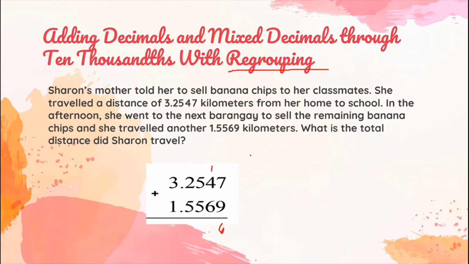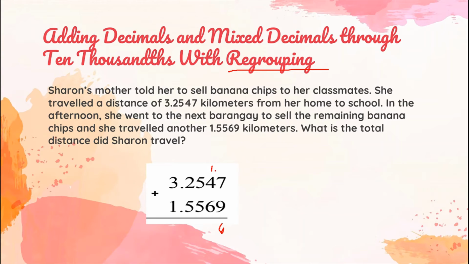Okay, so in our previous lesson, that is adding decimals and mixed decimals without regrouping, we just add all the numbers without putting a carry to the next number. This time, because we need to carry or we need to put the 1 here to the next number, that is what we call regrouping. Okay, so let us proceed.